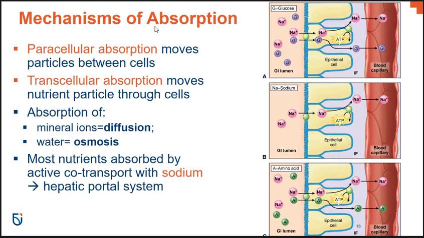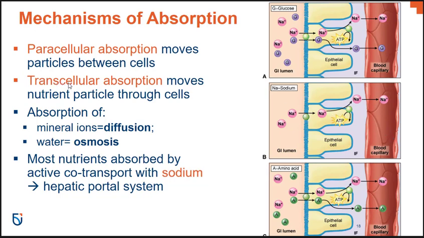Okay, mechanisms of absorption. We're going to talk about how sodium, glucose, and amino acids, when present within the gastrointestinal lumen, or the lumen of our intestinal tract, get into our bloodstream. But before that, you should know that particles can move from the lumen of our intestinal tract into our capillary system by way of paracellular or transcellular absorption.